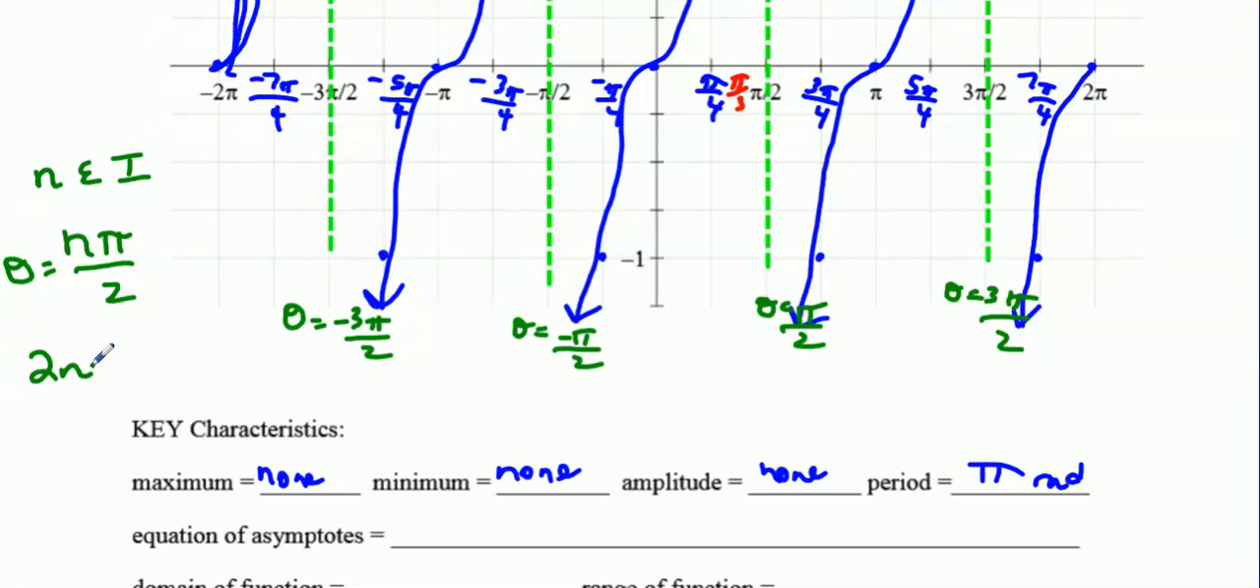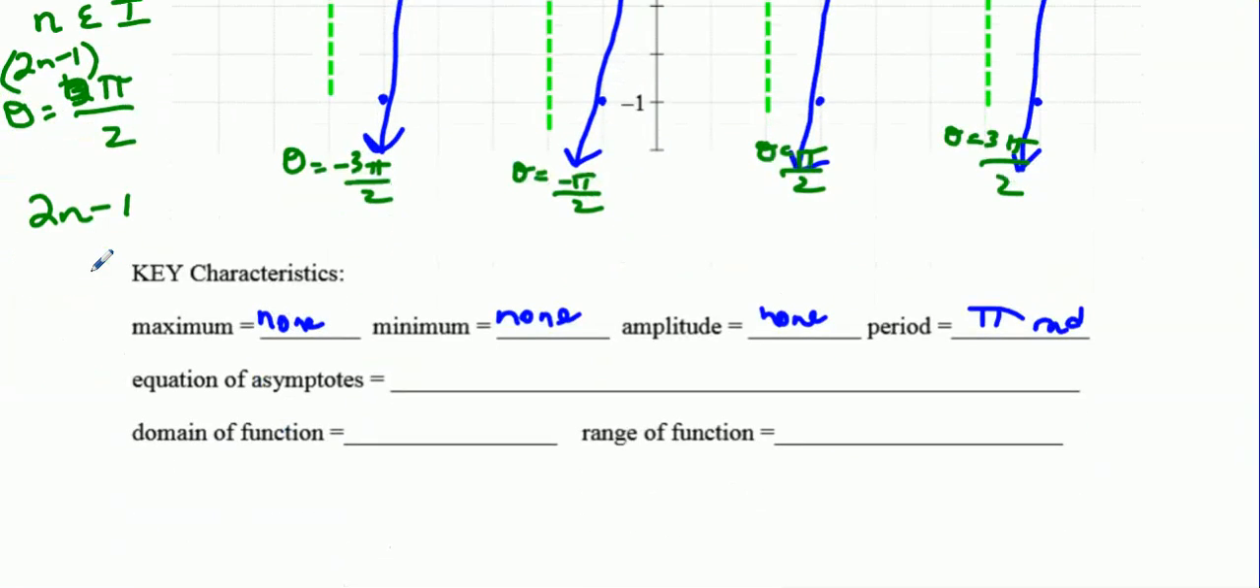Well, all I have to do is subtract 1, right? Now if n is 1, 2 times 1 is 2, minus 1 is 1. If n is 2, 2 times 2 is 4, 4 minus 1 is 3. It generates the next odd number, okay? So instead of writing n times pi divided by 2, we're going to write 2n minus 1 times pi. This is the equation that generates odd numbers. So 2n minus 1 times pi over 2 is going to be the equation of the asymptotes.